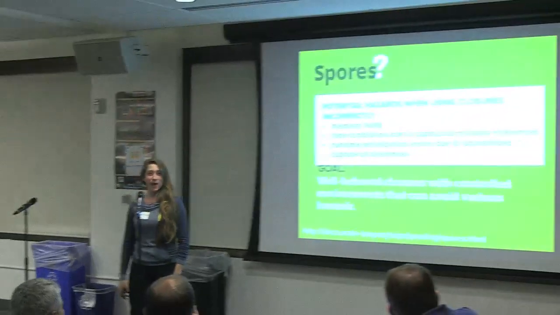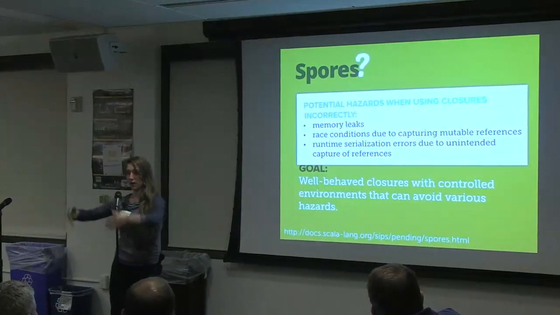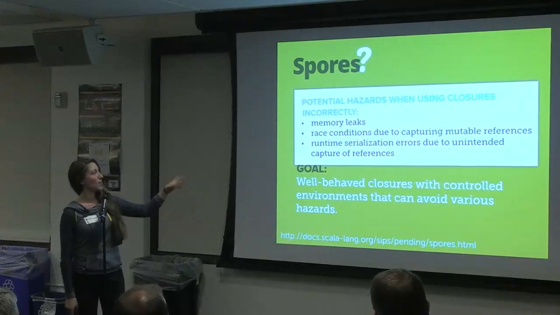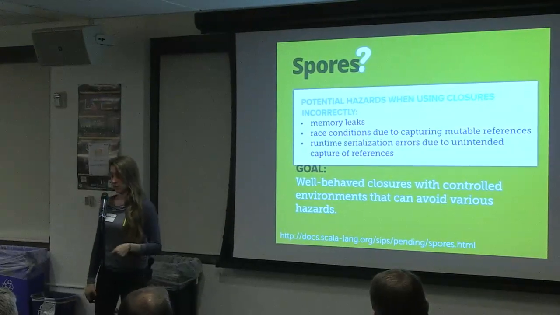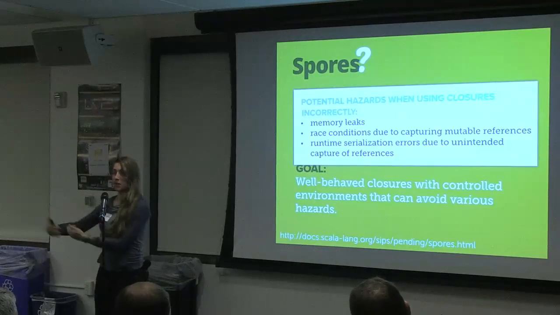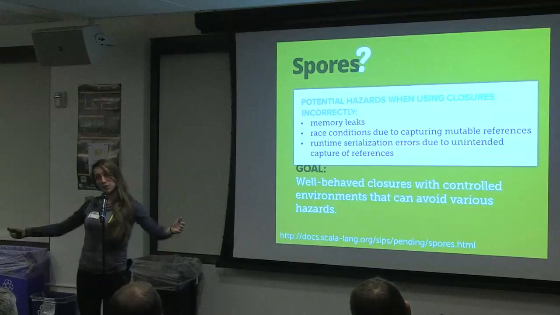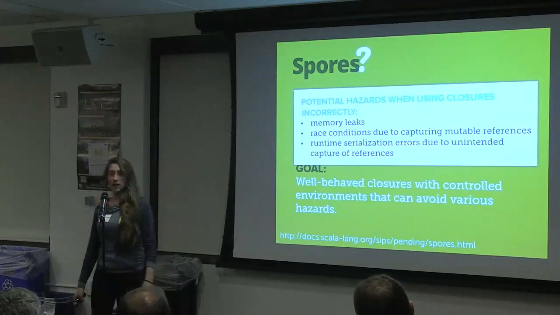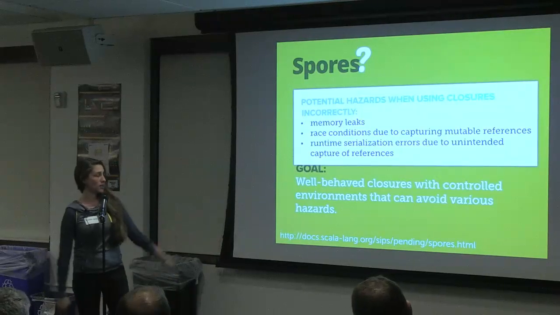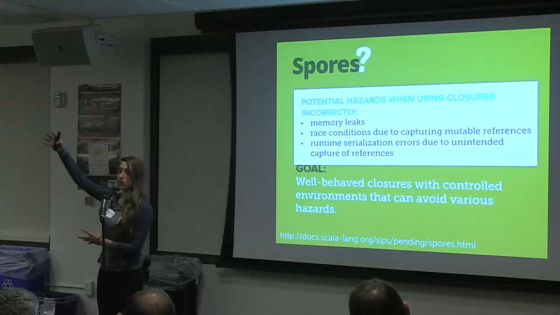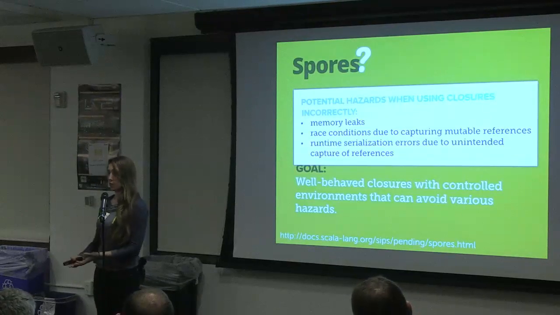These include memory leaks, so accidentally capturing something you didn't know you captured in a closure and keeping it around forever. Race conditions due to capturing mutable references: if you capture a var and some other thread can keep on mutating it, and you think it means something, it changes over time. That's not good, and that happens. And what I care about a lot lately is runtime serialization errors due to unintended capture of references. That means you accidentally captured perhaps your enclosing object, but you can't really tell from looking at the code.